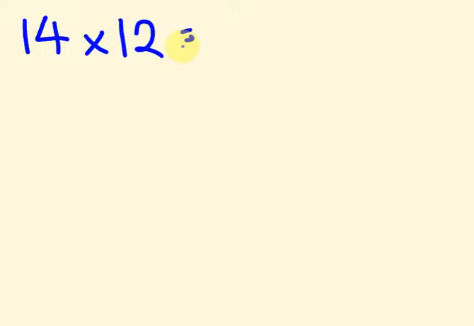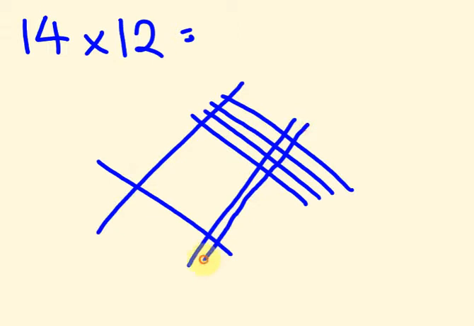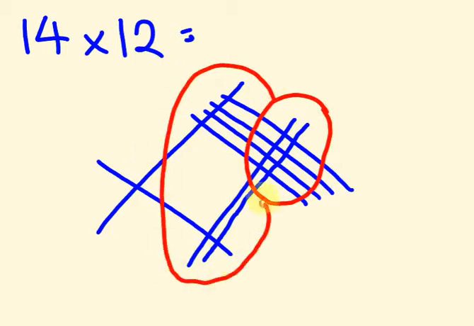But the way I work this out is this. I go 1, 1, 2, 3, 4 for the 14, and 12 is 1, 1, 2. Okay, so then I separate these up, and so we end up with our units, our tens, and our hundreds. And how many intersections do we have? 1, 2, 3, 4, 5, 6, 7, 8 there. 1, 2, 3, 4, 5, 6 there, and 1 there. So the answer is 168. Pretty cool, right?